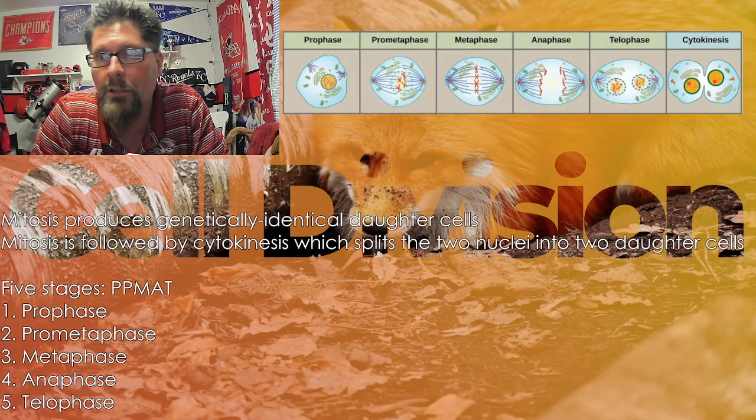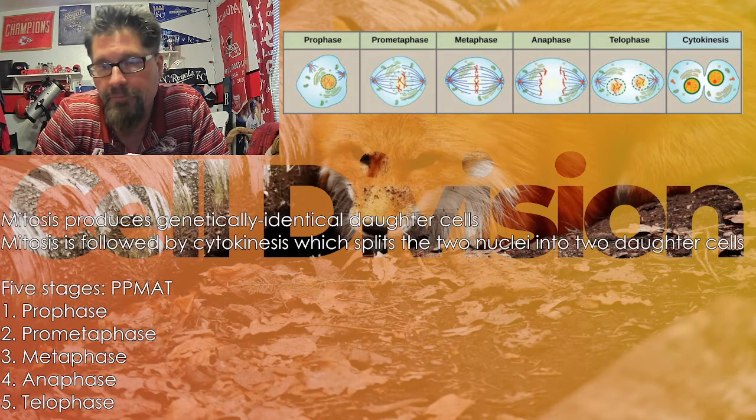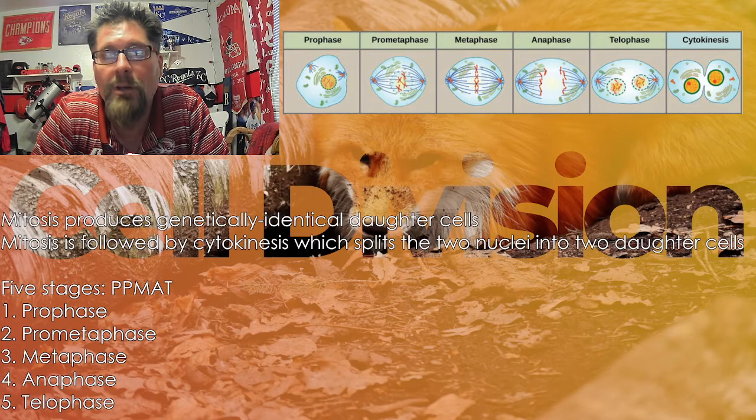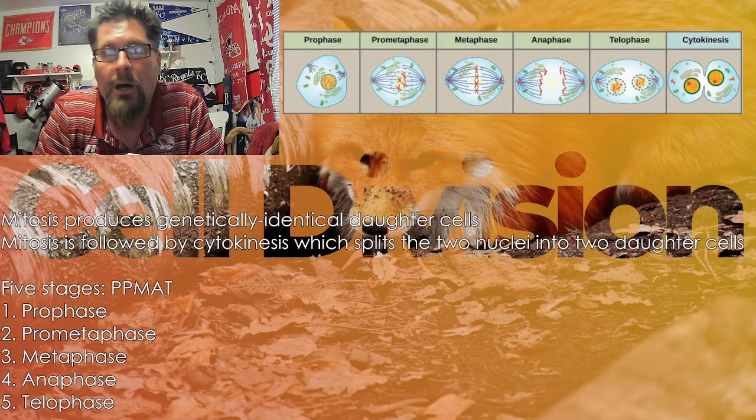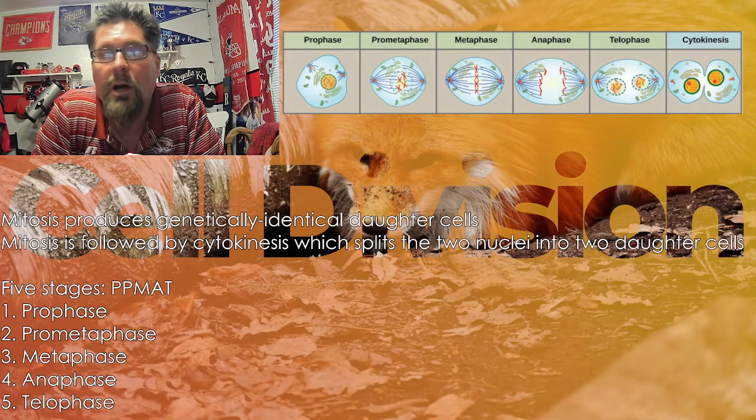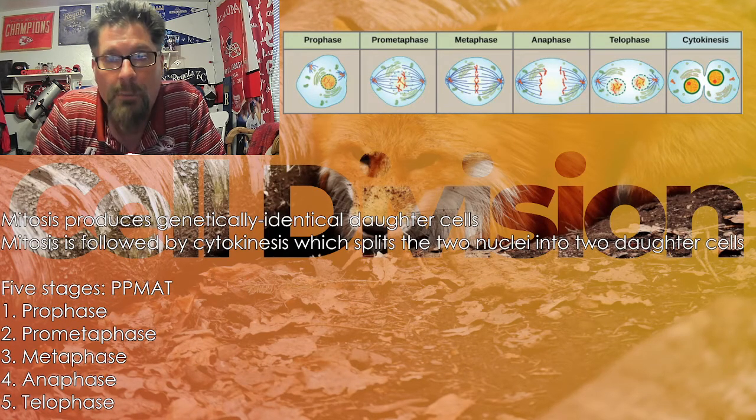But when we're looking at the stages of mitosis, the goal is to get 2 daughter cells. Once everything has occurred and the cell splits into 2, we get those 2 daughter cells, and they have everything that they need to fully operate.